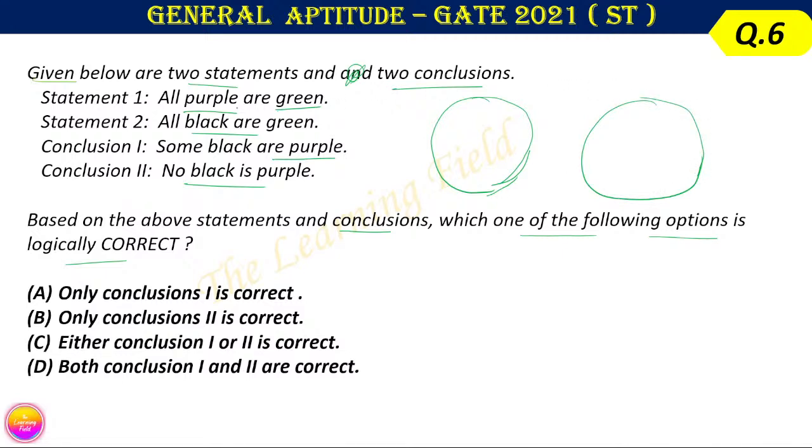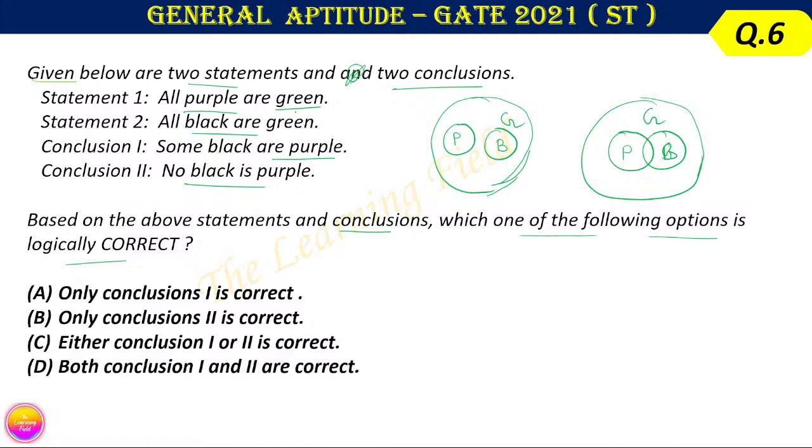So, all purple are green. Suppose these are the purple, and these are green. All purple are green and all black are green. So there are 2 cases that may happen: purple and black are 2 distinct colors, or purple and black have some common colors. This is purple and this is green, sorry, this is black and this is green. So these 2 cases may happen.